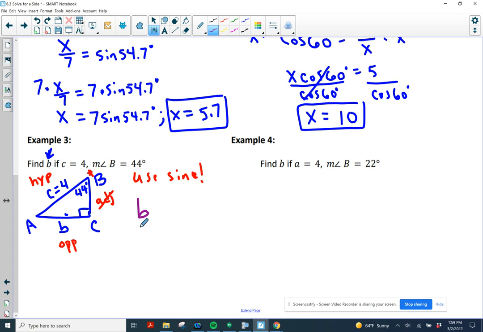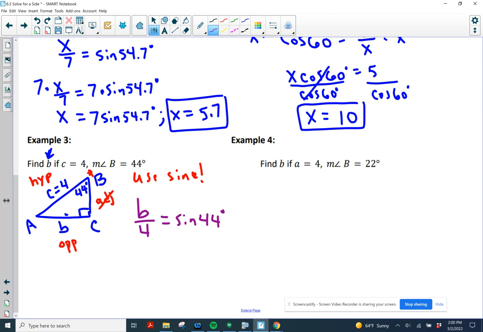Okay, we're going to do b divided by 4. That's the opposite divided by the hypotenuse. Remember, sine is opposite divided by hypotenuse. So we'll do b over 4 equals sine of 44 degrees.